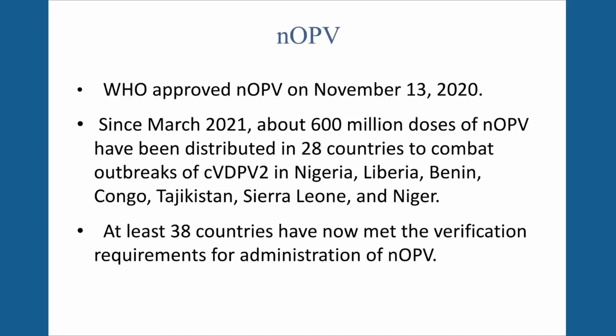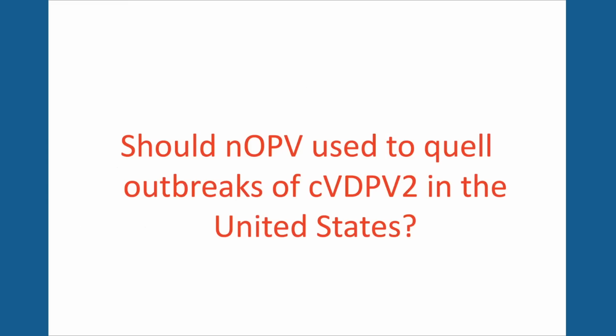Since March 2021, about 600 million doses of NOPV have been distributed in 28 countries to combat outbreaks of CDVPV2 in Nigeria, Liberia, Benin, Congo, Tajikistan, Sierra Leone, and Niger. At least 38 countries, I guess now 39, have now met the verification requirements for administration of NOPV.